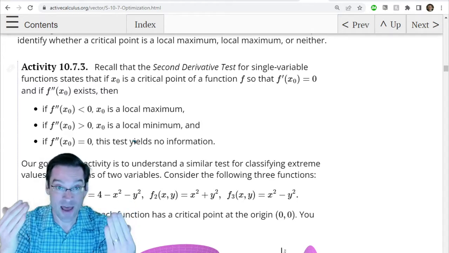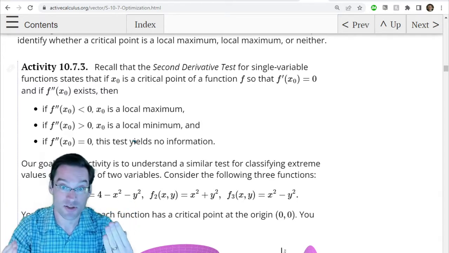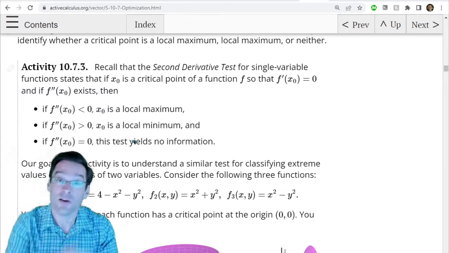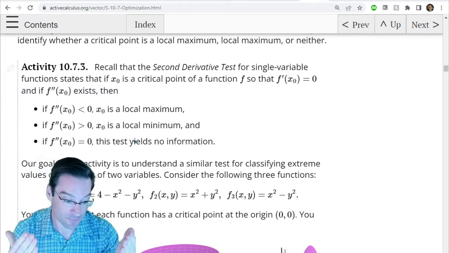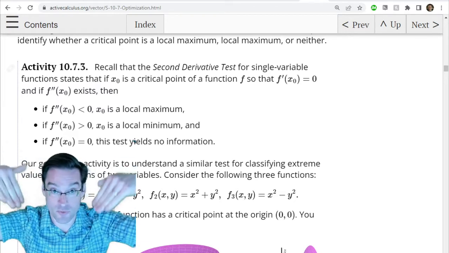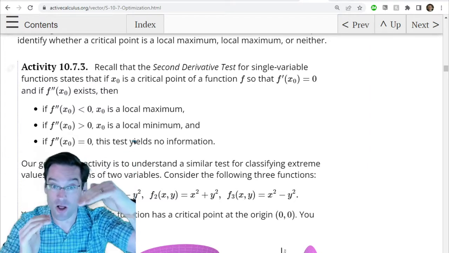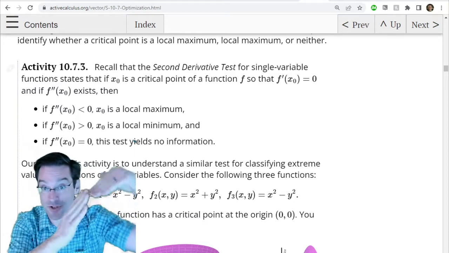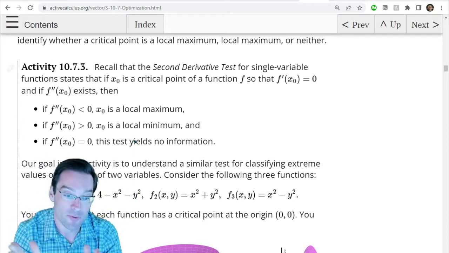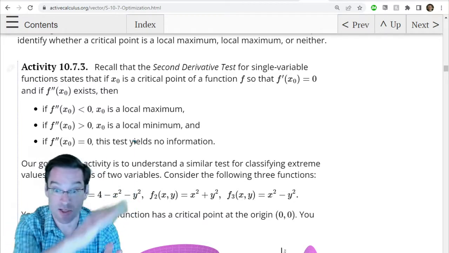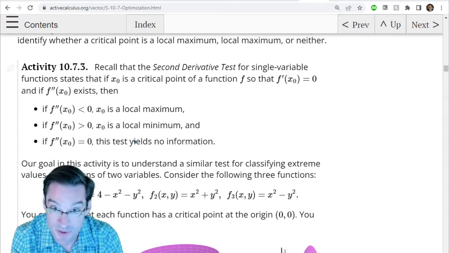Because if that point is where a function is changing from increasing to decreasing, then that must mean that we had a local maximum. If the function is changing from decreasing to increasing, we must have had a local minimum. And if it's not changing at all, then we must have something called an inflection point, right? Where it might be increasing and then it levels off and then it starts increasing again, or decreasing.